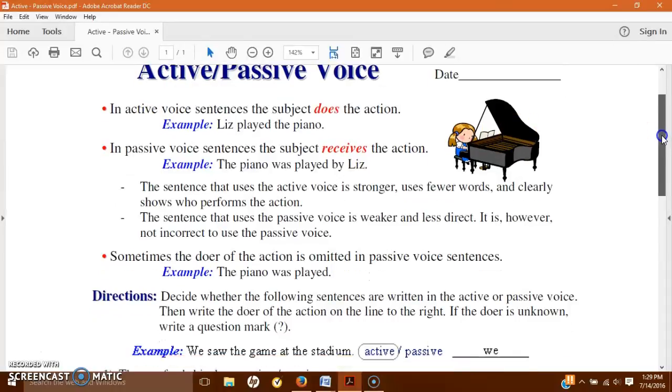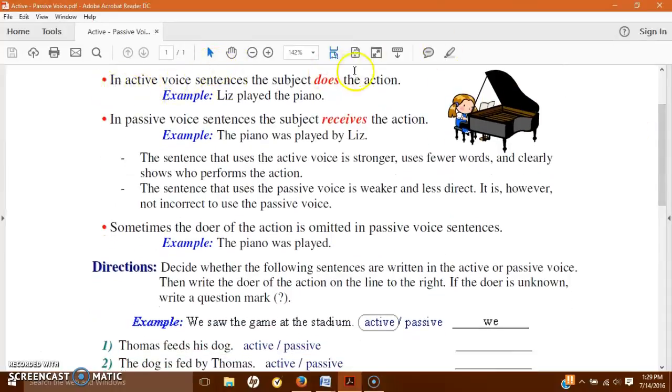In active voice sentences, the subject does the action. For example, Liz played the piano. So what's the action here? Well, the playing of the piano. Who is doing this action? Liz. And this is the subject of the sentence. We have subject, verb, object.